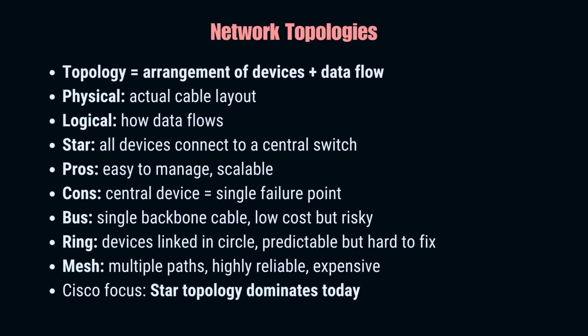Isolated cable failures affect only single devices. Easy expansion, but creating a single point of failure if the central device fails. Bus topology connects all devices to a single backbone cable, using less cable but creating network-wide failures if the backbone breaks. Ring topology connects devices in a circular chain with predictable performance but difficult troubleshooting. Mesh topology provides multiple paths between devices for maximum reliability but at a higher cost and complexity. For the CCNA exam, focus heavily on star topology as it dominates modern networks and Cisco lab scenarios.